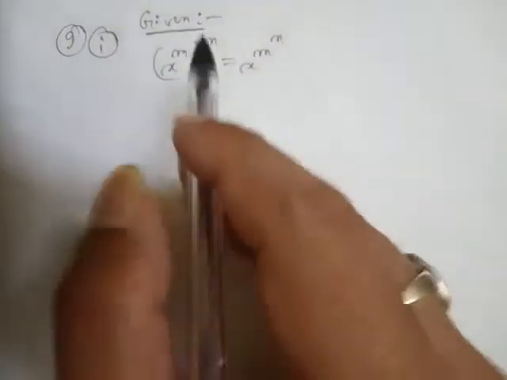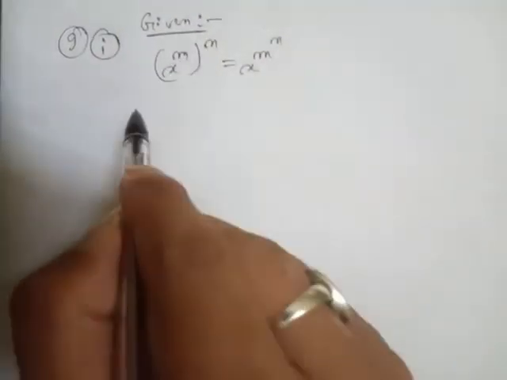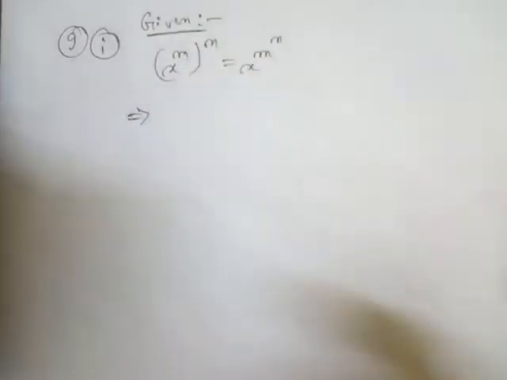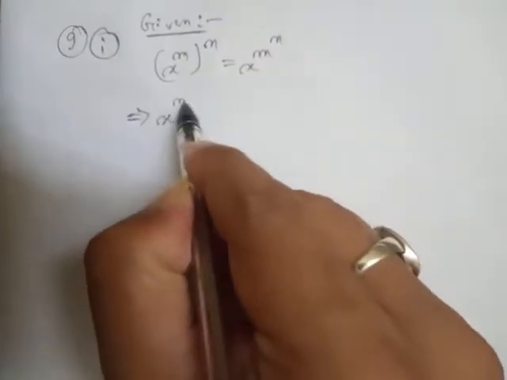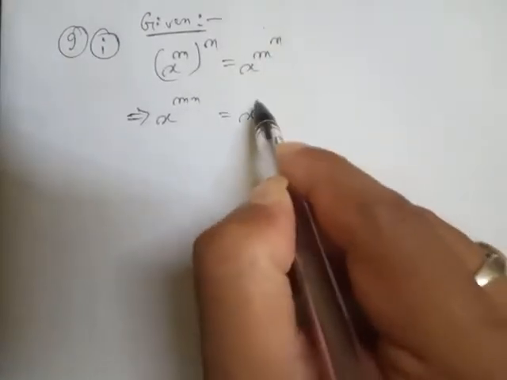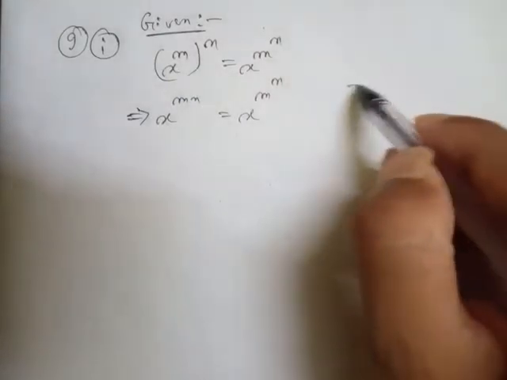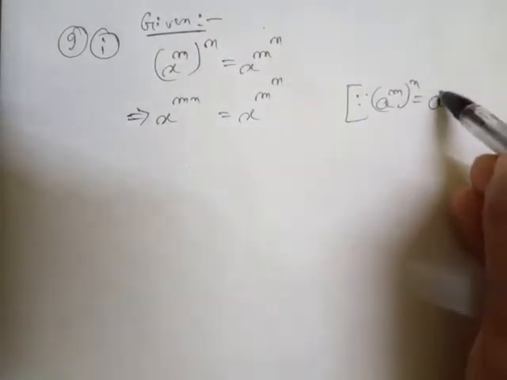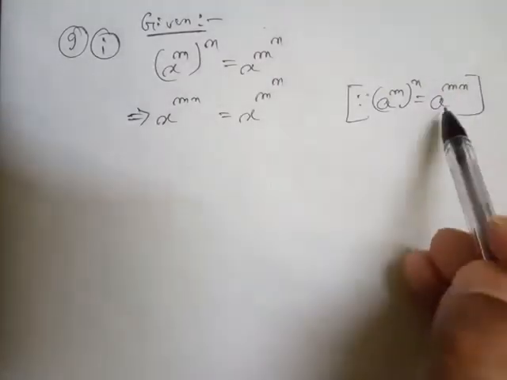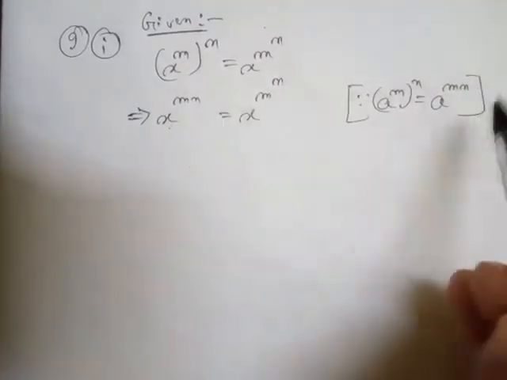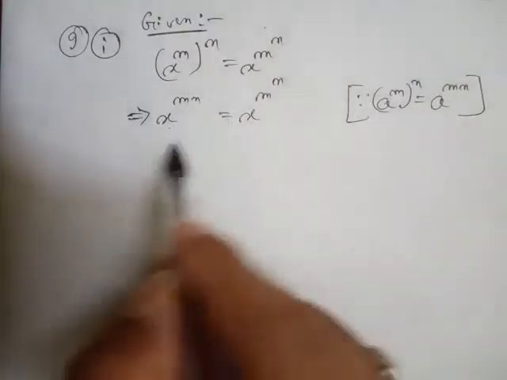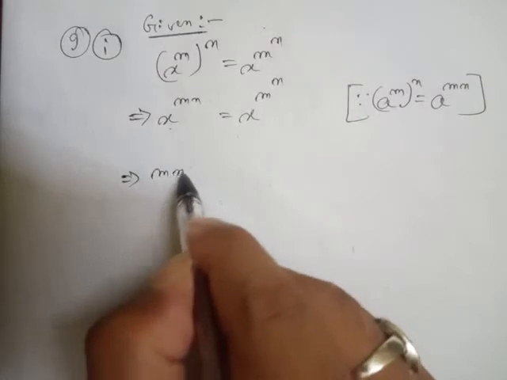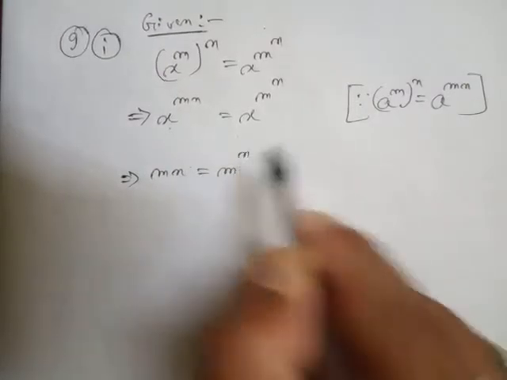Now after that, we'll apply the formula that (a to the power m) whole to the power n, so formula is x to the power mn here, and this will remain same. Here I am using the formula that (a to the power m) whole to the power n equals a to the power m into n. I repeat again, this formula I am using here. Now base same, powers are equal, so here m into n and m to the power n.